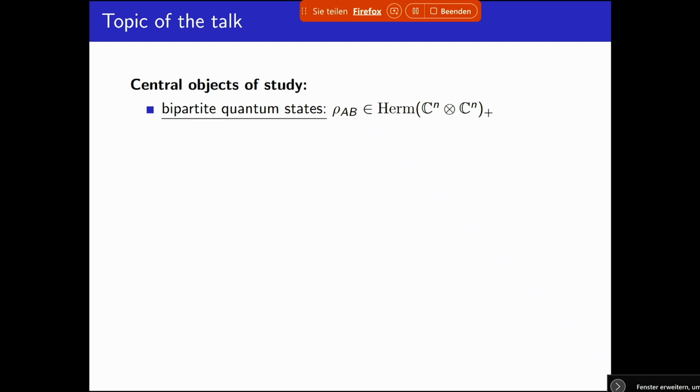Okay, and then we need a notion of what separability is. So in essence, you take two vectors, x and y, from C to the n. You build the rank one matrices, xx star, yy star, and you tensor them together. And we allow for all conic combinations of those elements, and this is what we call the separable cone. So a bipartite quantum state is separable if it lies in the separable cone, and if it's outside of this cone, we call it entangled.